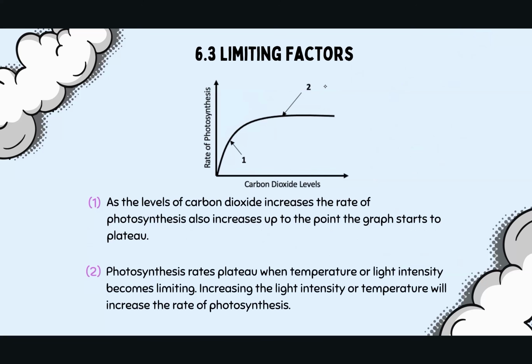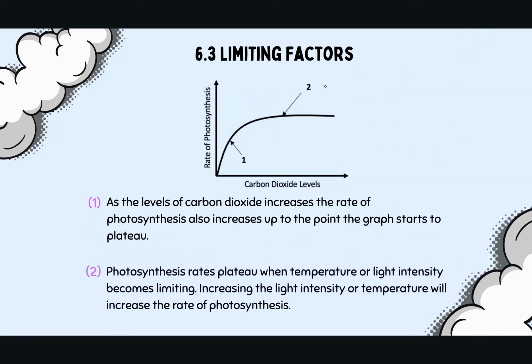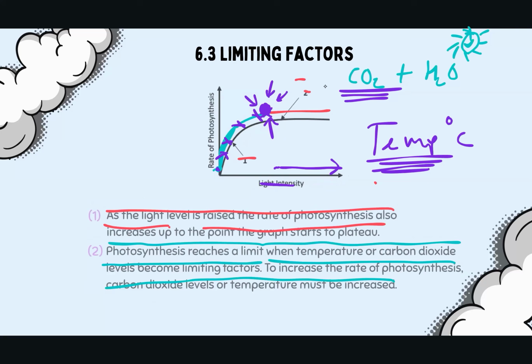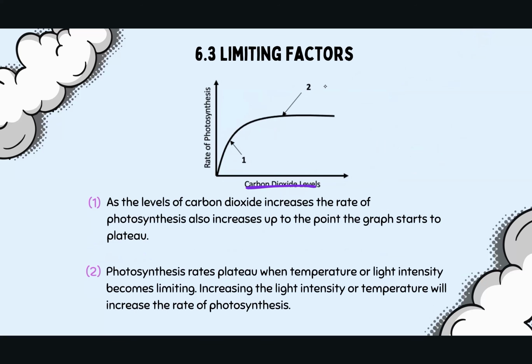Now, this graph looks exactly the same as the previous one, and it is exactly the same, except here we're looking at light intensity, and here we're looking at carbon dioxide levels. So if carbon dioxide levels are very low, there's no photosynthesis because there's no carbon dioxide to react with the water. But as the carbon dioxide level increases, the rate of photosynthesis increases until it plateaus again.